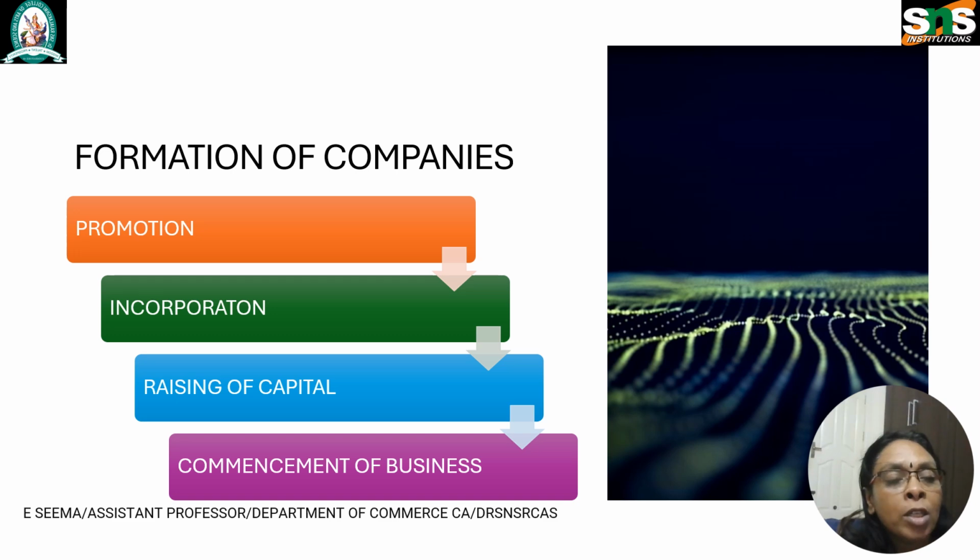Second one is incorporation, that is registration stage is the second part in the formation, and the company gets registered, which brings the company into existence. Third one is raising of capital. We have to look at how much capital needs to be raised for starting a company, and that is the third stage. And after raising the capital, next one is we have to get the commencement of business. After receiving this certificate only, a company shall have the right to commence the business. These are all the steps in the formation of companies.